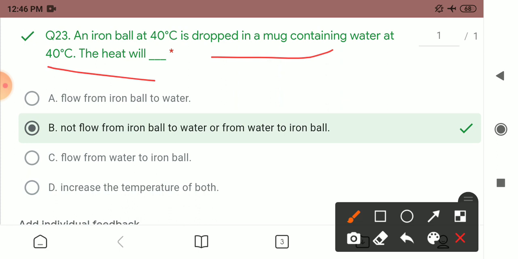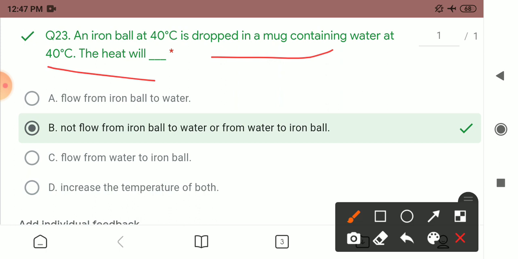So the options are, option A is flow from iron ball to water. Option B is not flow from iron ball to water or from water to iron ball. Option C is flow from water to iron ball. And option D is increase the temperature of both.